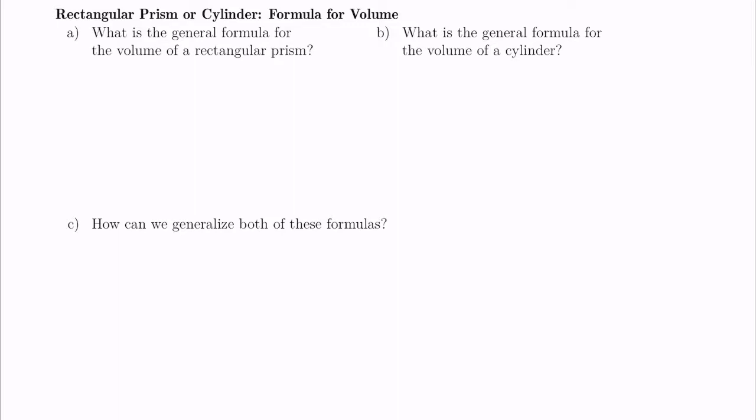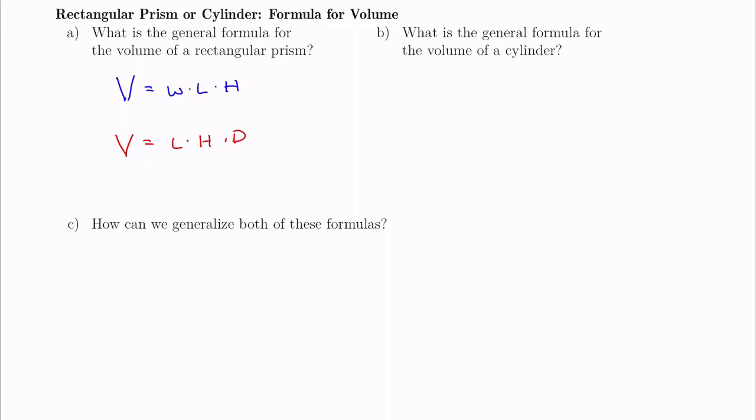We're going to look for a commonality between the formulas for the volume of a cylinder and a rectangular prism. In part A, what is the general formula for the volume of a rectangular prism? The volume was the width times the length times the height. There is also the other description, that the volume is the length times the height times the depth.